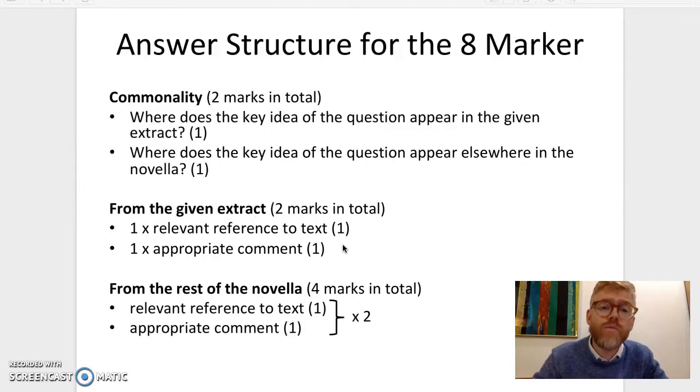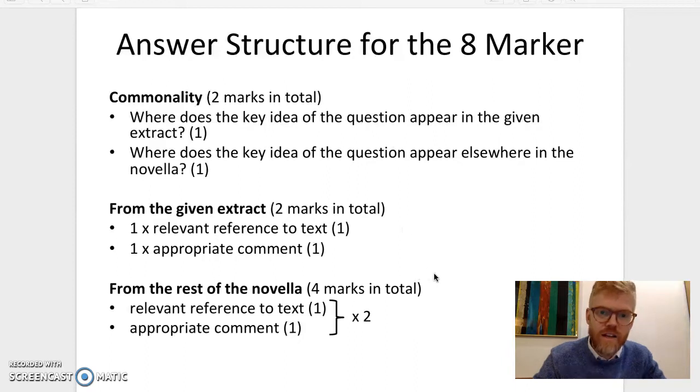What do we mean by an appropriate comment? Well, we mean that you are showing how this quote carries the idea that you've been asked to look at in the question. So let's say the question is about an interesting theme. So how does this quote that you have selected help us to understand the interesting theme? That's really what that appropriate comment description means. So that's 4 out of the 8 marks.